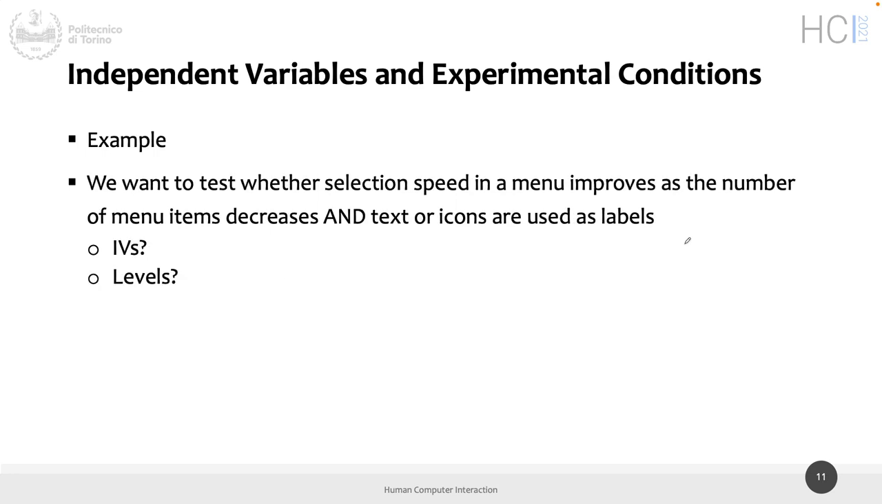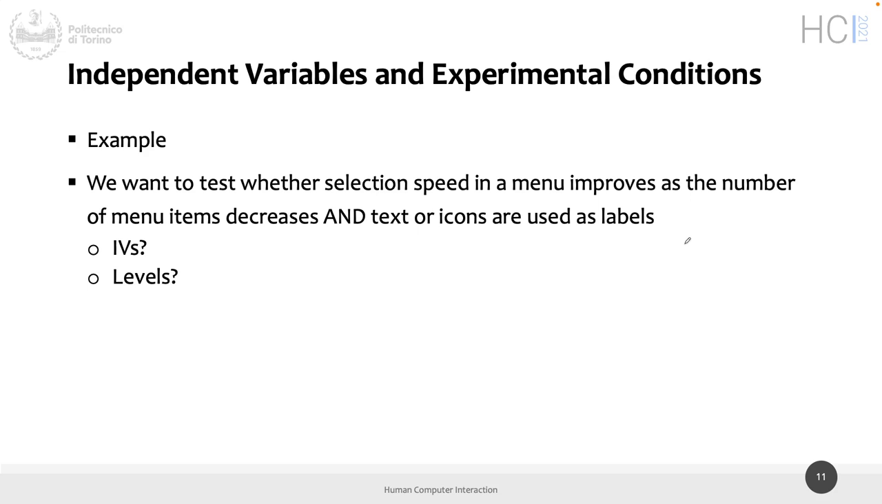If we have 2 independent variables, let's do the same game again. This is the same hypothesis as before, slightly changed. We still want to test whether selection speed in a menu improves as the number of menu items decreases. And this is the same as before, but we have an addition here.